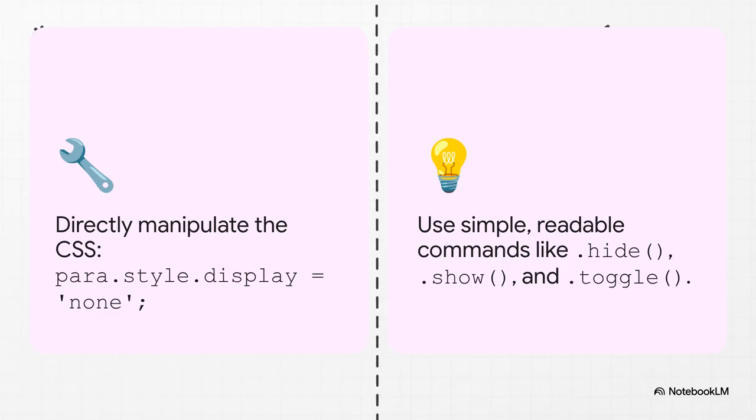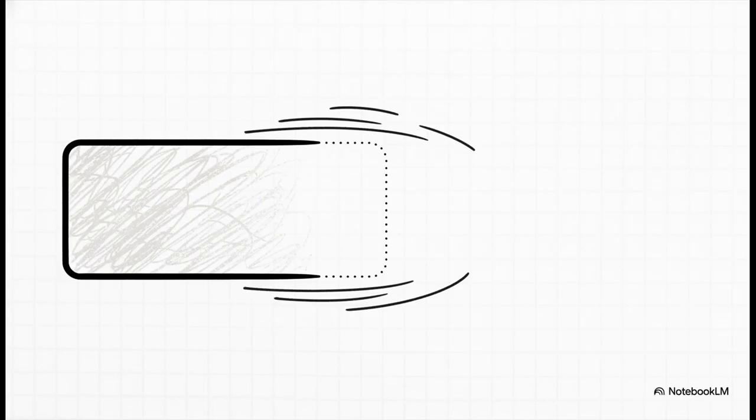jQuery just abstracts all that away into simple, human-readable commands. Want to hide it? Call .hide. Show it? Call .show. Even better, if you just want to flip its current state, you can use .toggle. It's just so intuitive. But just having elements pop in and out of existence can be a little jarring. What if we want that to be a little smoother?